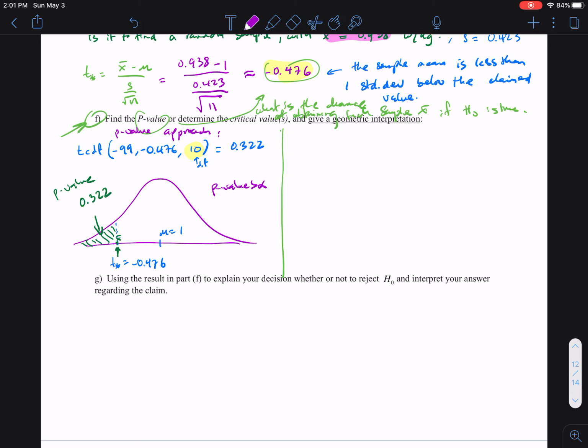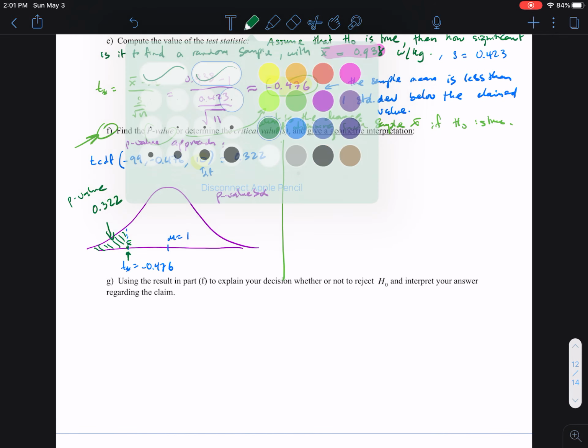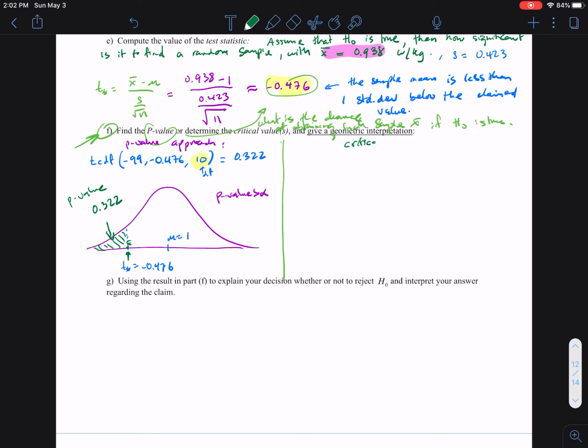To do the critical value approach, we're going to set up the boundary critical values to separate the non-critical region from the critical region. So let's start with alpha. Alpha is 0.05. Degree of freedom is 10.